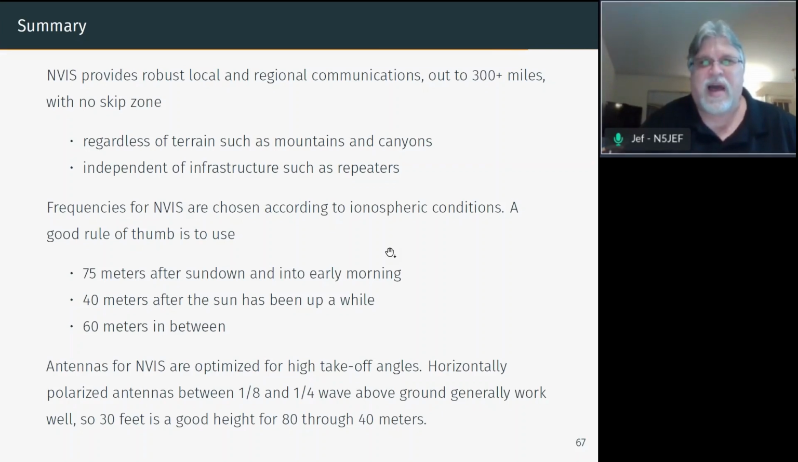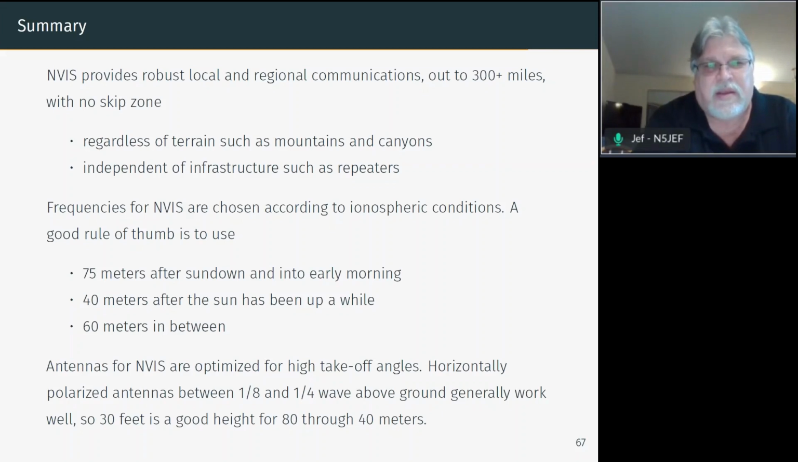Summary. I know this has been a lot, probably a lot of high-speed information. I hope it wasn't too overloading. Here's just a summary of the key points. NVIS does provide robust local and regional communications out to about 300 miles. There is no skip zone, regardless of terrain, independent of infrastructure.